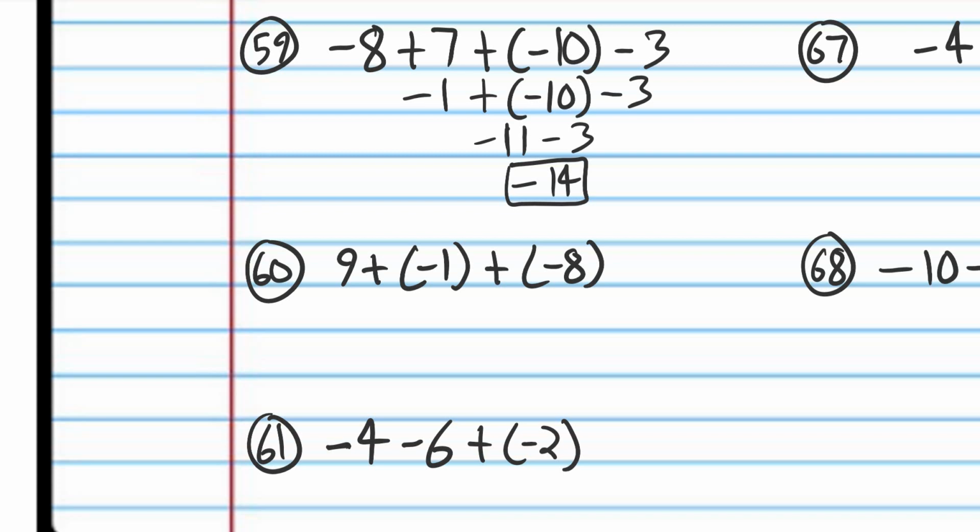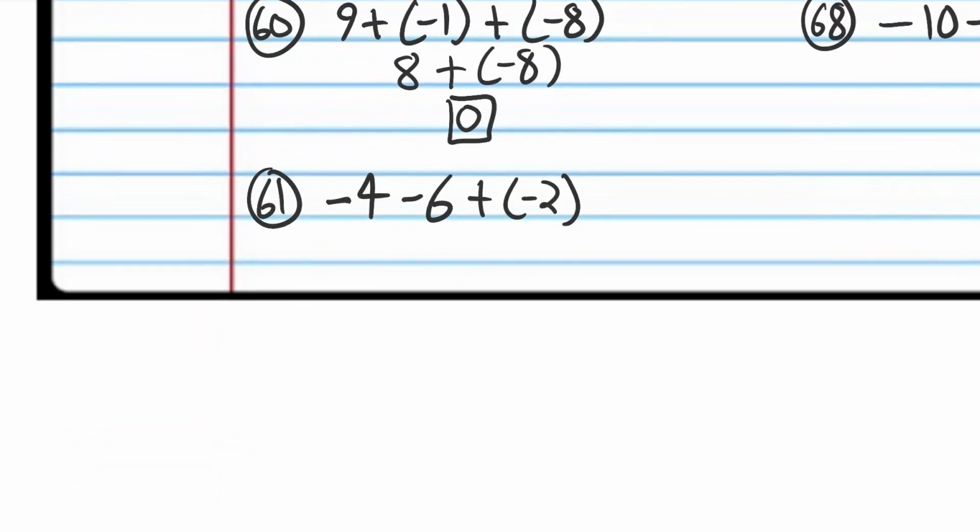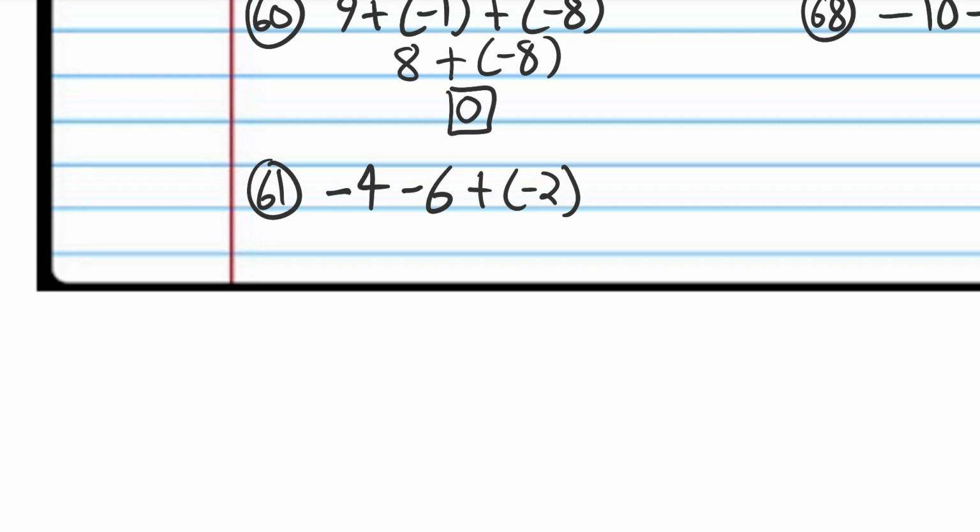All right, we're back. 9 plus negative 1 is 8. 8 plus negative 8 is 0. So if you got 0, good job. Attempt number 61, and when you come back, we'll do it together. Pause the video. All right, we're back. Negative 4 minus 6 is negative 10. Negative 10 plus negative 2 is negative 12. So if you got negative 12, good job.